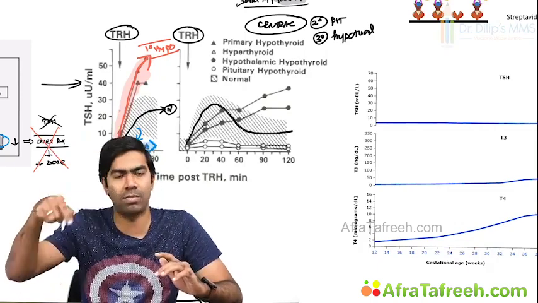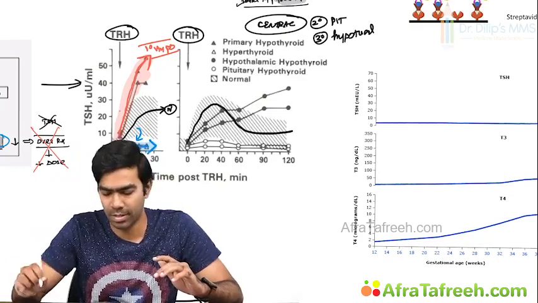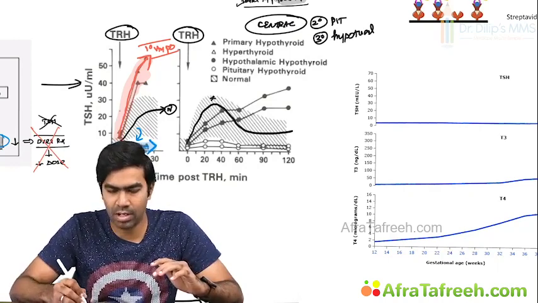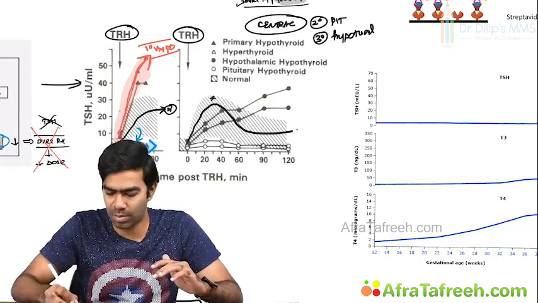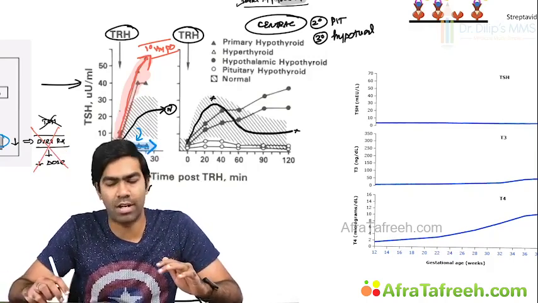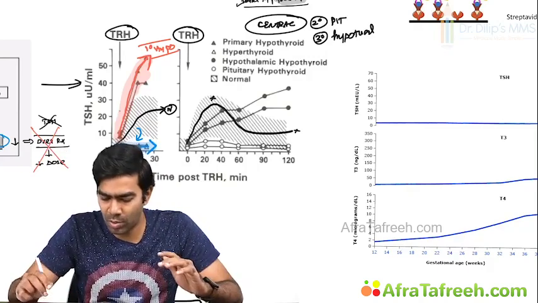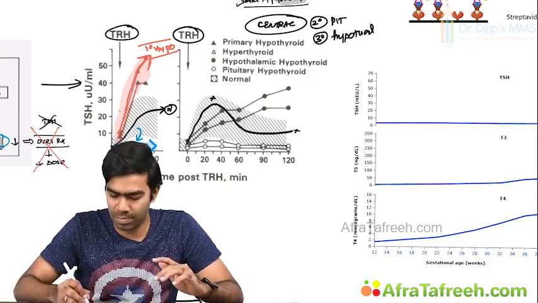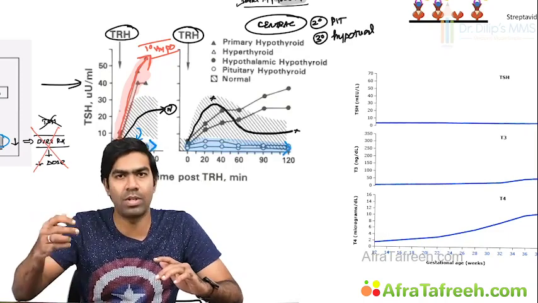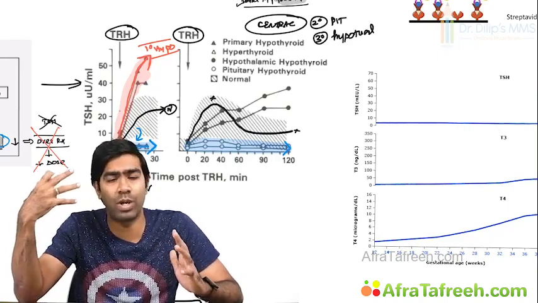When I draw the average normal curve, it is going to behave something like this. You can see the peak, at what time it happens, how much it rises, and what the plateau is, everything in this particular graph. What happens in a pituitary hypothyroidism? In pituitary hypothyroidism, obviously the problem is that the pituitary doesn't respond to anything.